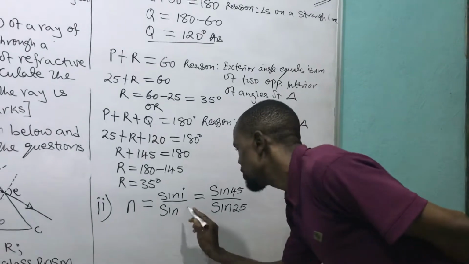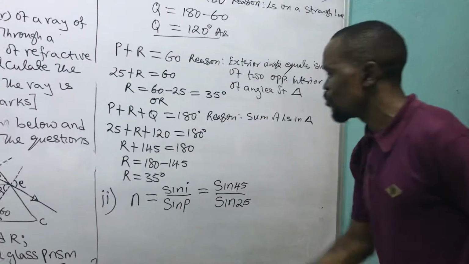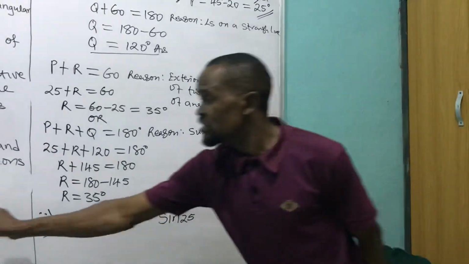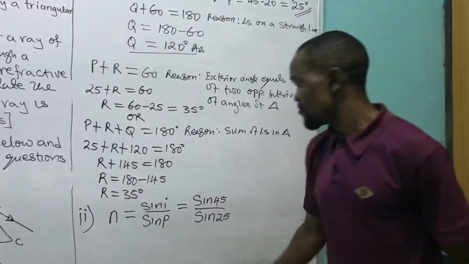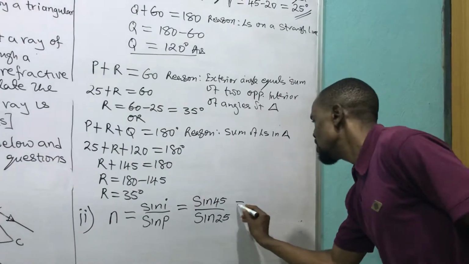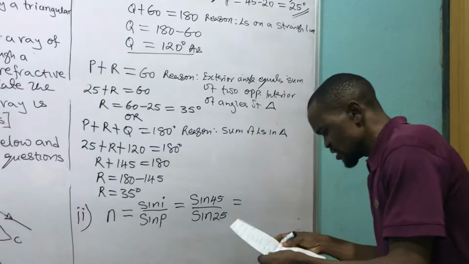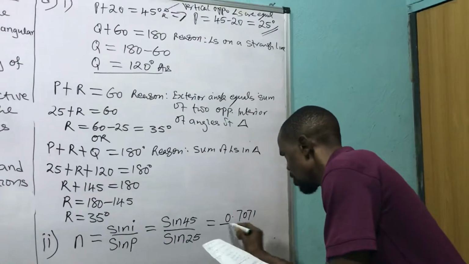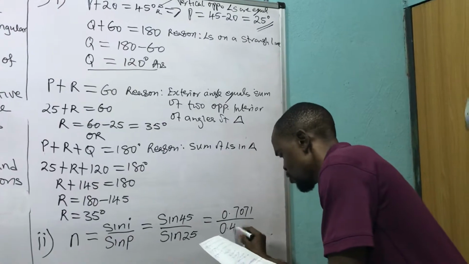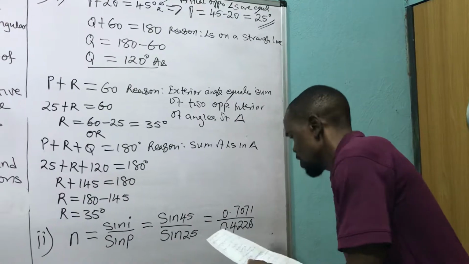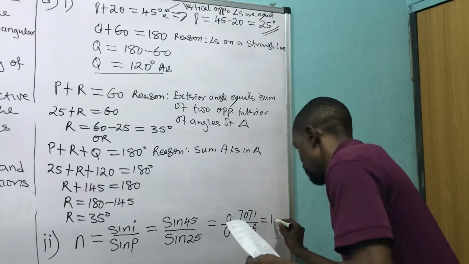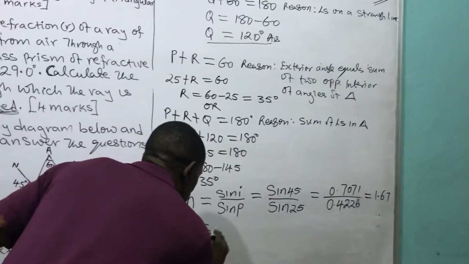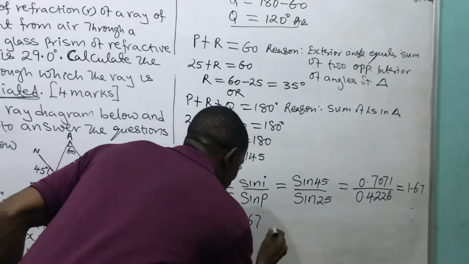This is sine of incident angle over sine of P, which is my refraction angle. P now represents the refraction angle. And this will give me sine of 45, which is 0.7071, all over sine of 25, which is 0.4226. Therefore, this will give me 1.67. Therefore, my refractive index will be 1.67 as my answer.